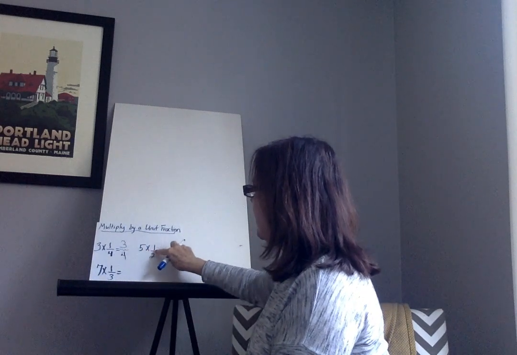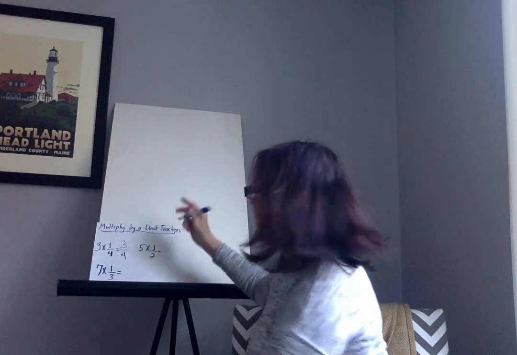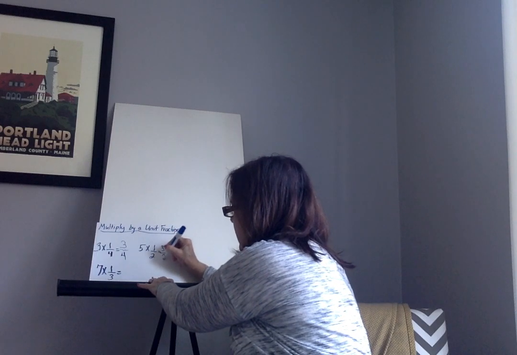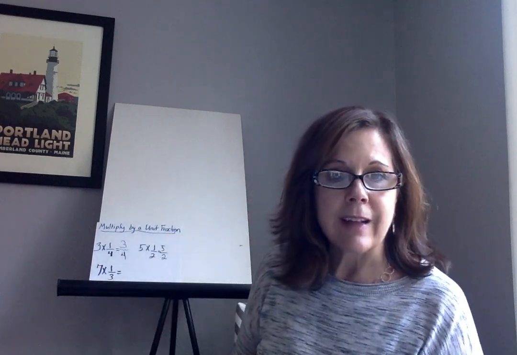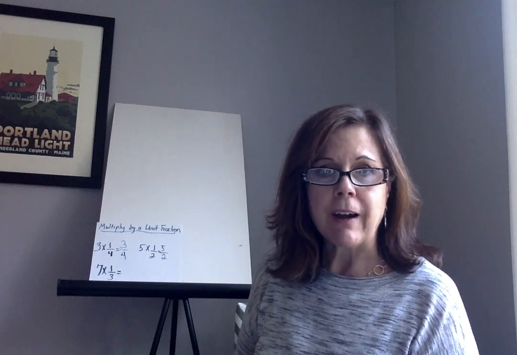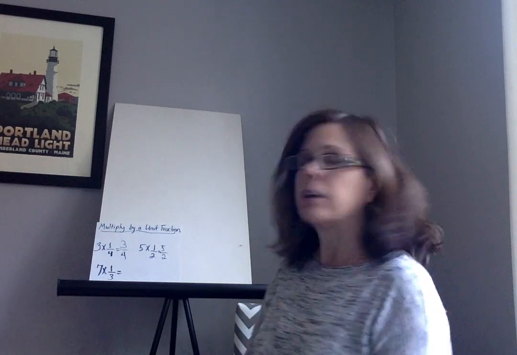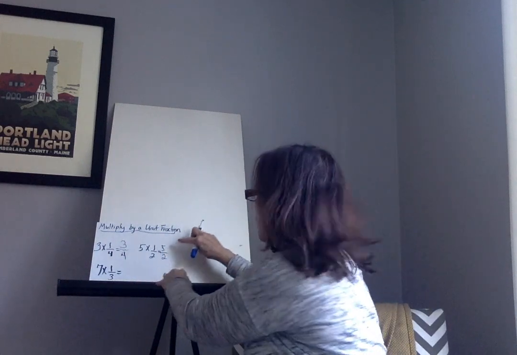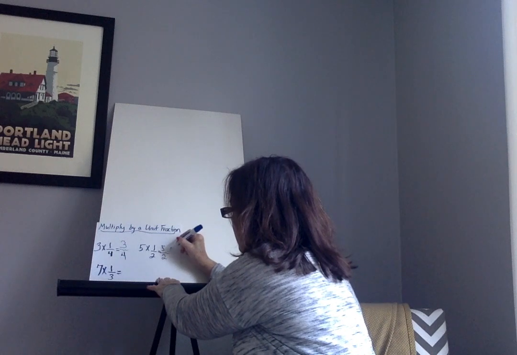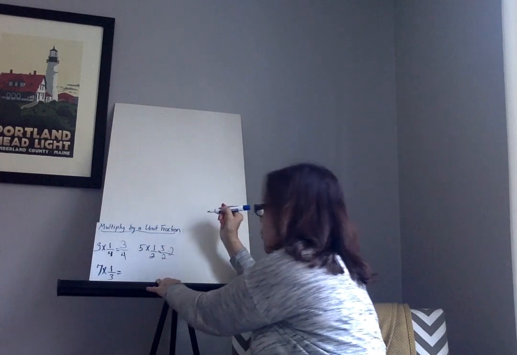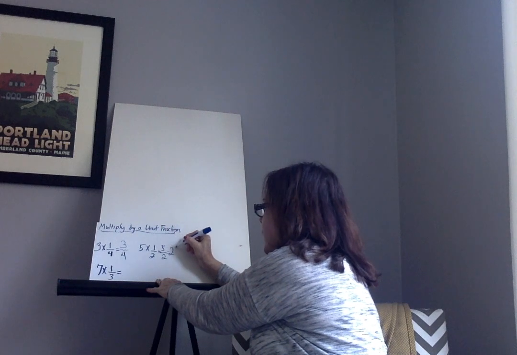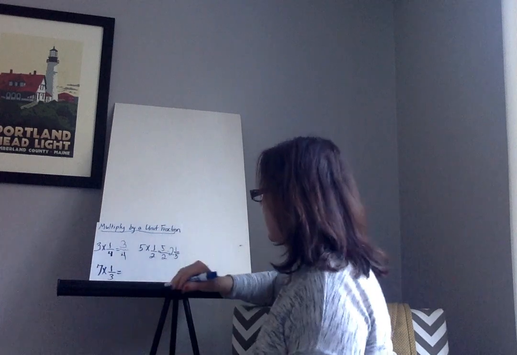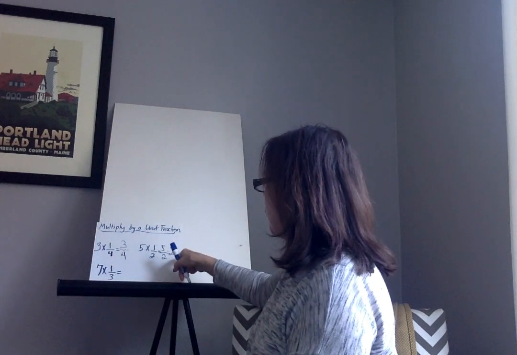Okay, the next one, 5 times 1/2. Okay, so again, 5 times 1 is 5. The denominator stays the same. That's right, but it is an improper fraction, so we need to fix it. We're going to turn it into a mixed number. So we're going to say, how many times does 2 go into 5? Well, we know it goes in 2 whole times, so there's our whole number, and then there's 1 left over. There's our numerator, and the denominator stays the same.